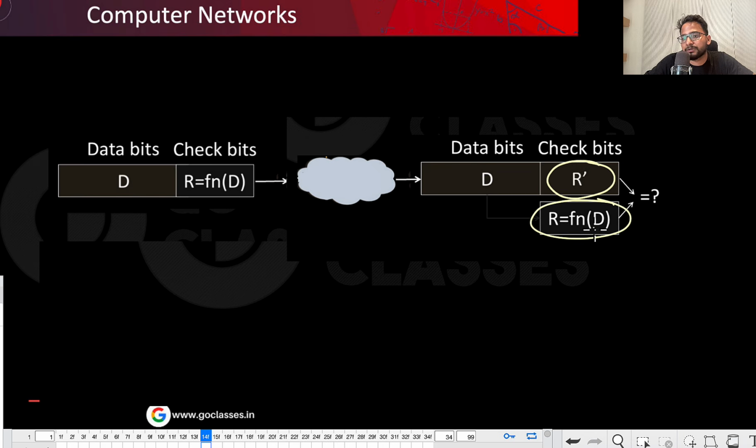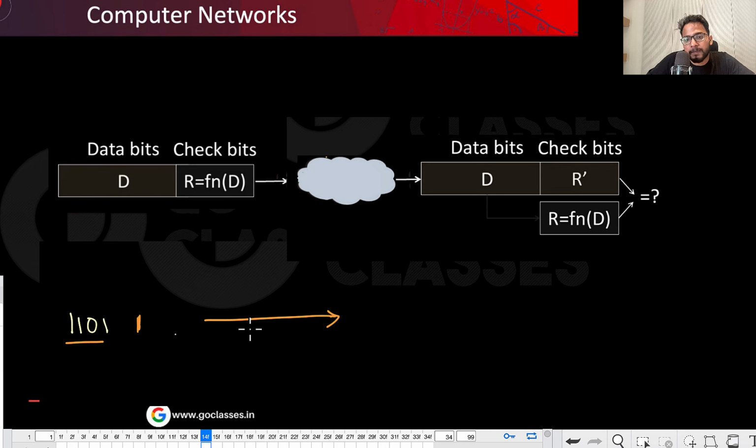For example, if I'm sending 1101 and then I'm adding an XOR of these bits, the XOR of all these bits is basically 1. Now suppose you receive 1101 and then you get 0. The receiver will apply the function on this. The receiver is getting 1, but here it is 0, so the receiver will get to know that there is an error.